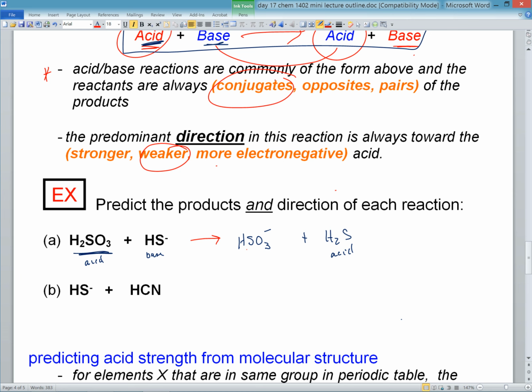See if you can figure out which one's acting like the acid. Daisy, which one of these is going to be acting like the acid? The HCN. Good. So this is your starting point. This guy is your acid. Write its conjugate base.